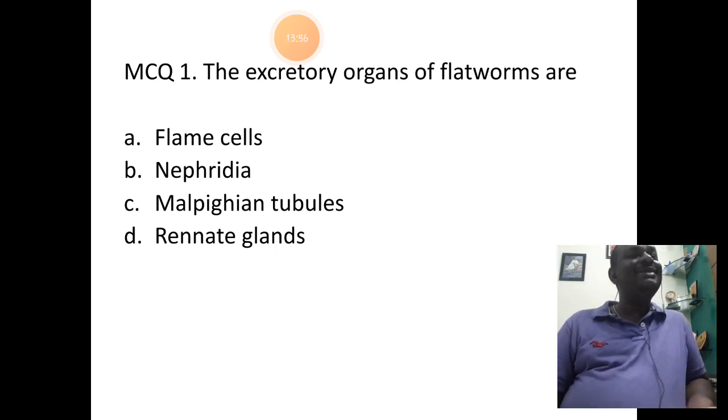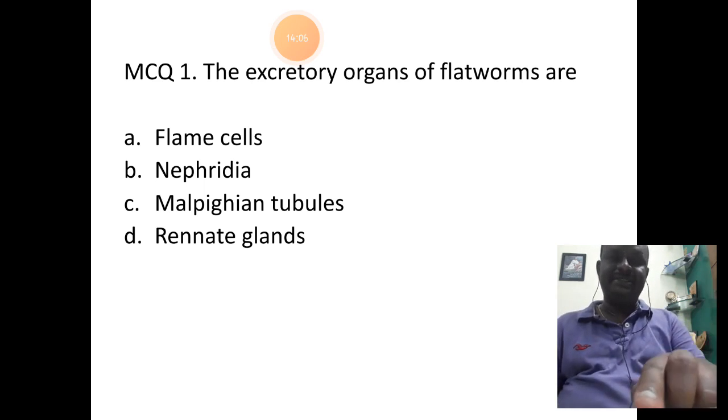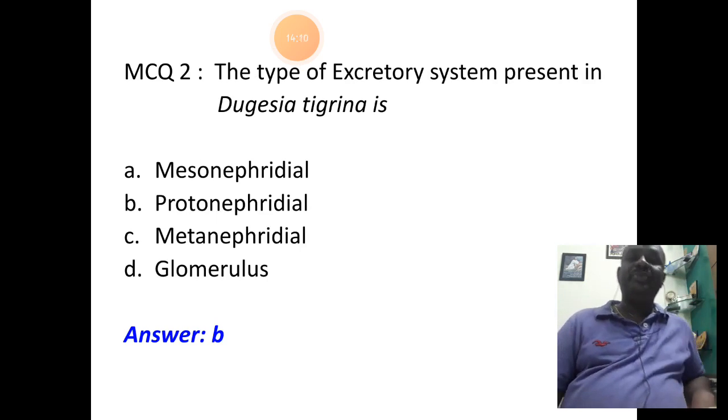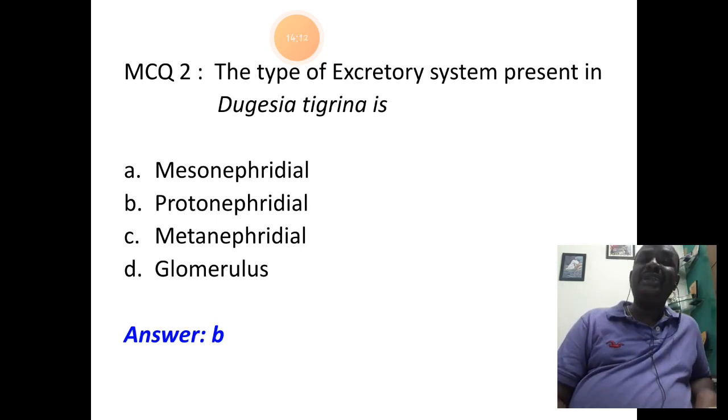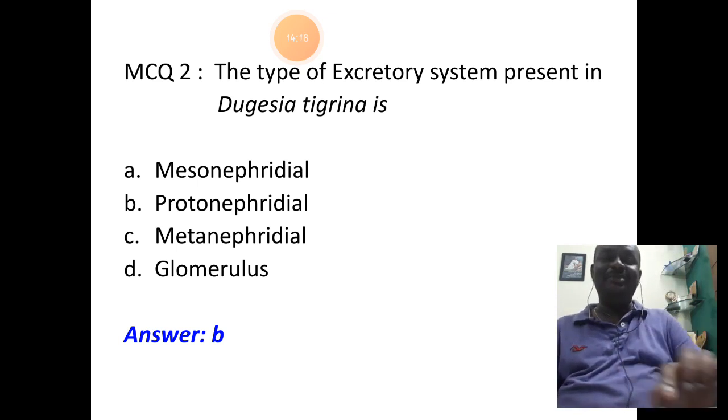The excretory organs of flatworms are: A. Flame cells, nephridia, Malpighian tubules and renal glands. So it should be A, flame cells. Question 2. The type of excretory system present in Dugesia tigrina. So obviously protonephridial system, answer is B.